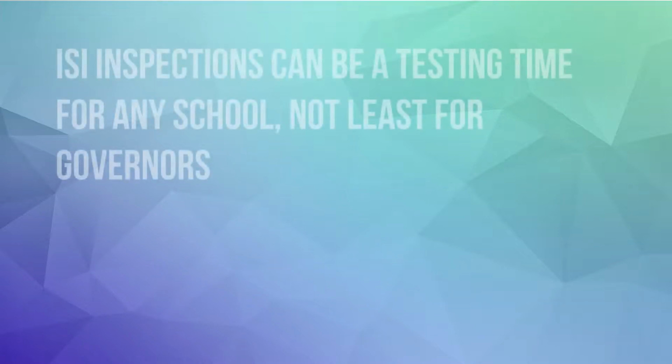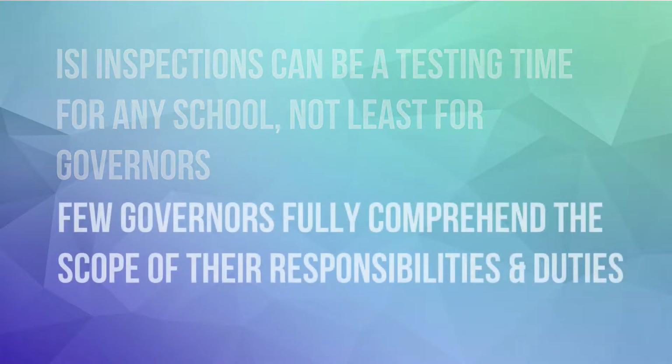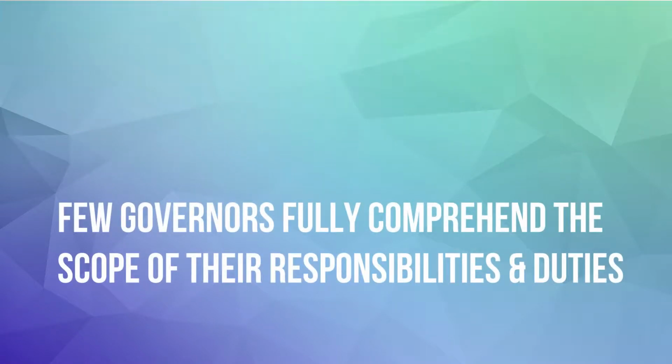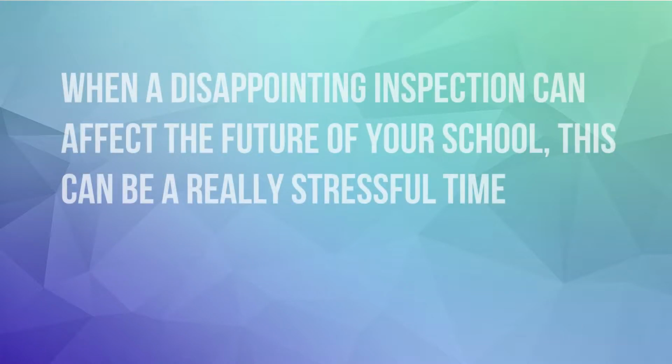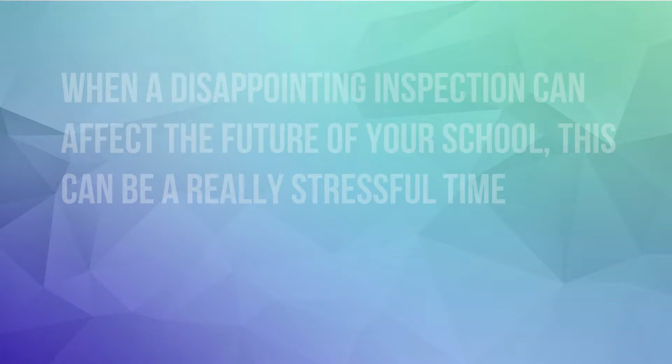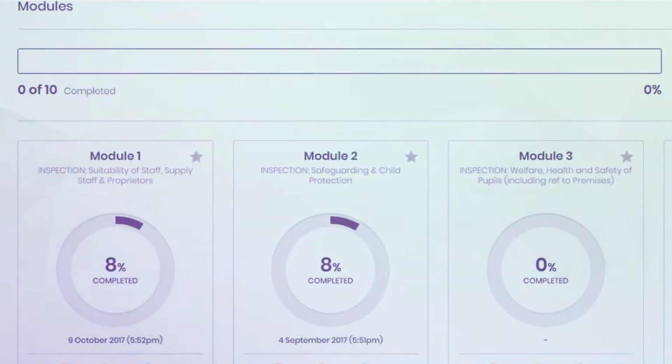ISI inspections can be a really testing time for any school, not least for governors. But few governors fully comprehend the scope of their responsibilities and duties. And when a disappointing inspection can affect the future of your school, this can be a really stressful time. And this is where the Governor's Toolkit comes in.